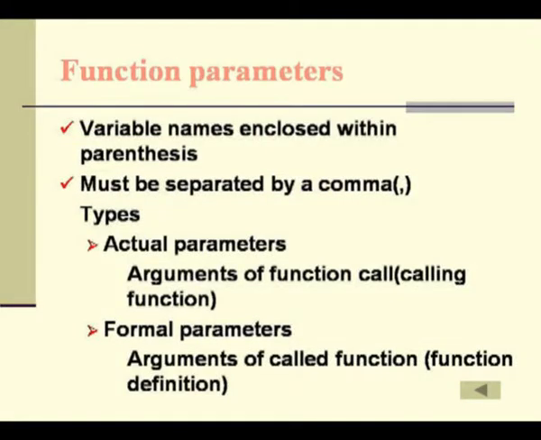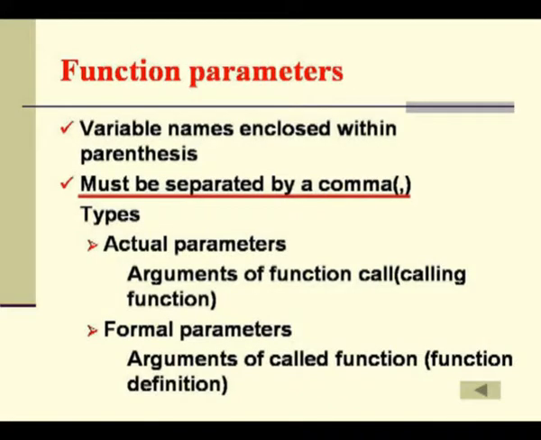Next, you have the function parameters. This is nothing but the actual and formal parameters that we had seen. The rules that govern the use of this are: the variable names should be enclosed within parentheses. So, that is very important, and they must be separated by a comma. If you have a single variable, it is not a problem. Say you have two or more variables, whether of the same data type or different data type, you have to separately show it using a comma symbol separating the variables.